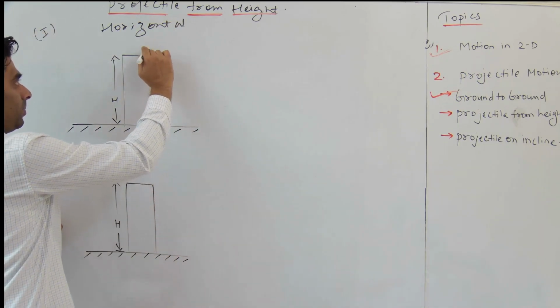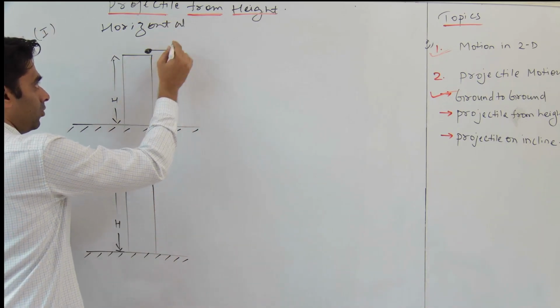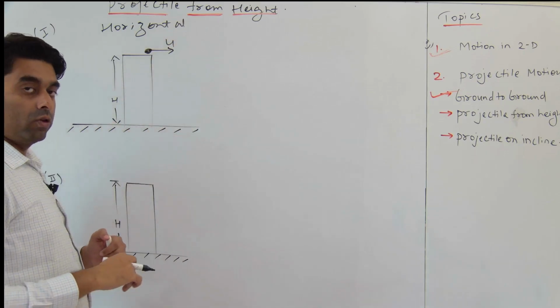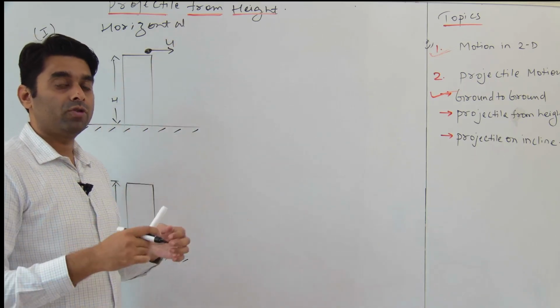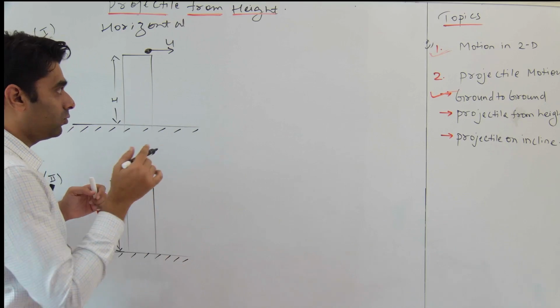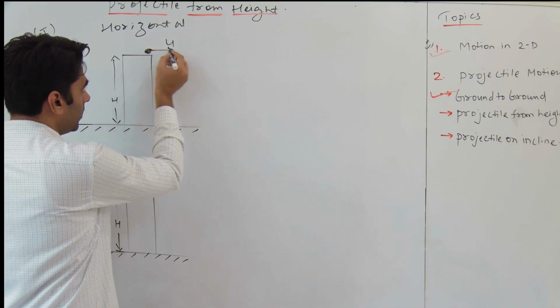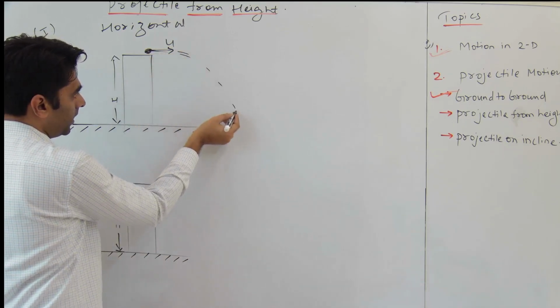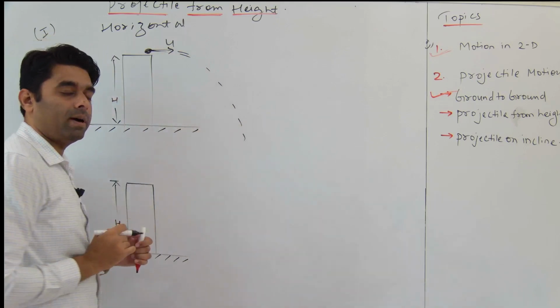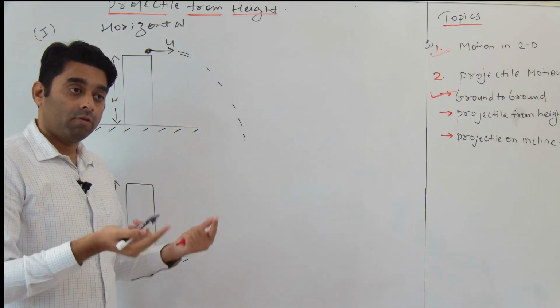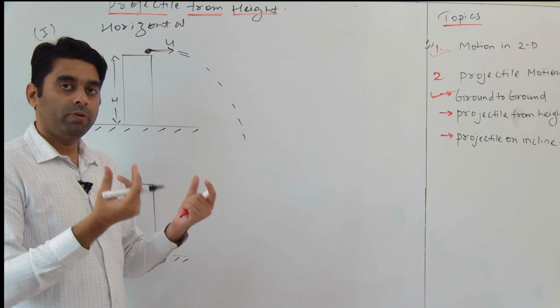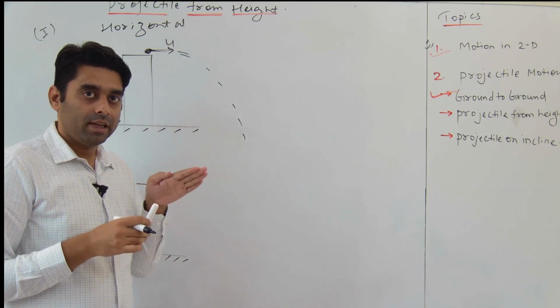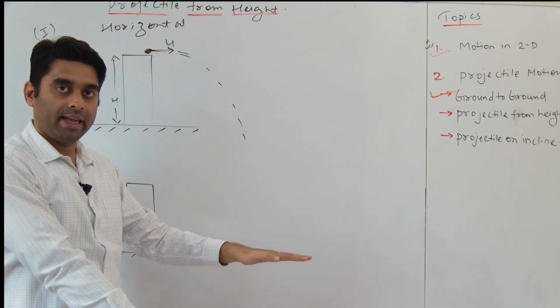So let's say a particle is given a velocity u horizontally, right? So let us do the analysis. What type of motion will be there? What type of path will it take? This is the path that the particle will be taking. It's a curved path. It's a motion in 2D. How do we deal with motion in 2D? We study the x direction separately and the y direction separately.